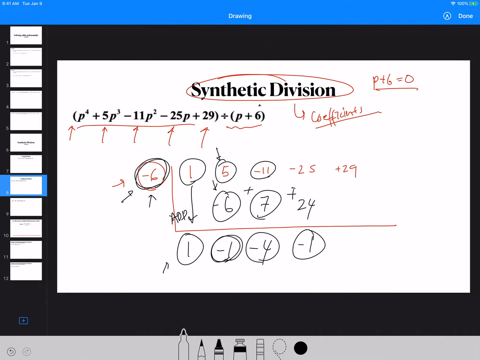Minus 11, I think. Oh, there we go. Why did I do that? So this is minus 1 times negative 6, which is positive 6, negative 5, 35, negative 30, negative 1.